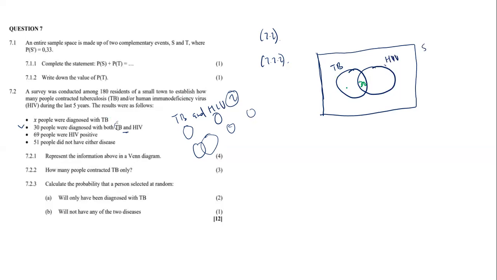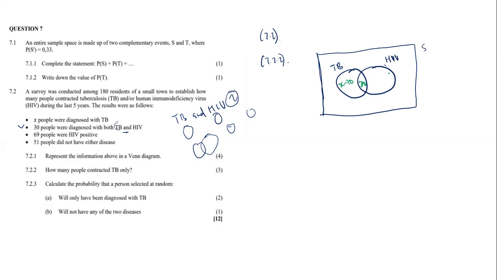But when we are talking about people having TB only, we don't want people with TB and HIV. We want people with TB only. They're going to fall in this C-shaped part of the circle. We exclude the intersection. Can you see that? This is where TB only is. So how are we going to write TB only? We say the bigger X, subtract the intersection. So X minus 30 represents TB only.